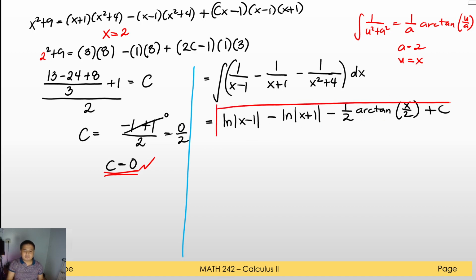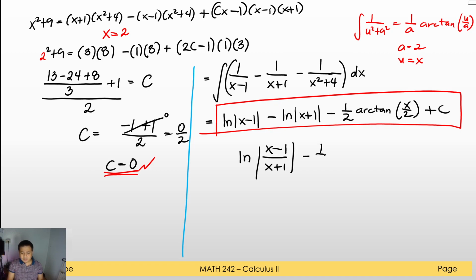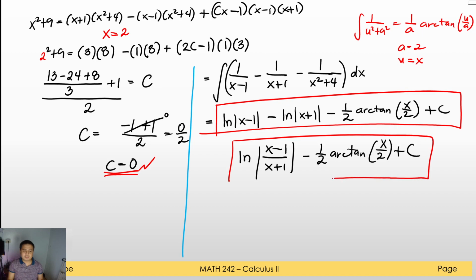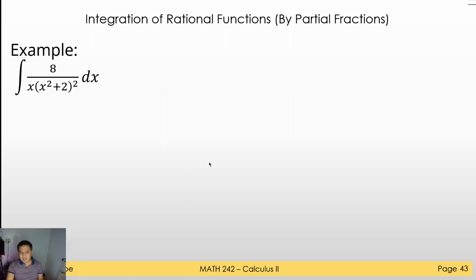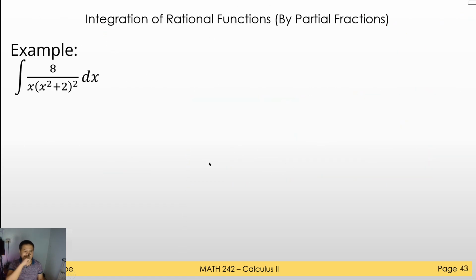Now, this is already your final answer, but you can actually further simplify this. Using the property of logarithmic functions, you can combine these two into ln of x minus 1 over x plus 1. And then you have negative 1/2 arctan x over 2. If you want to simplify this, this will be also another alternative form of our final answer. Okay, so that's it for this example. Let's move on to another one. So integration of rational functions.